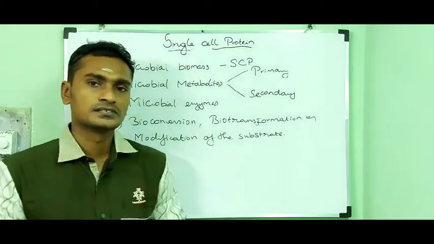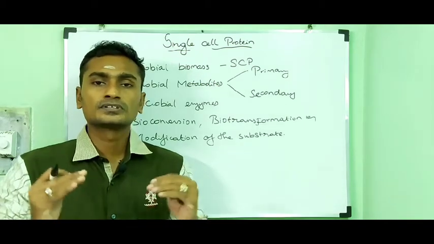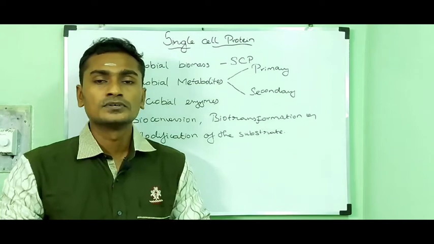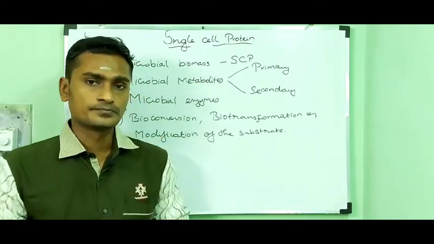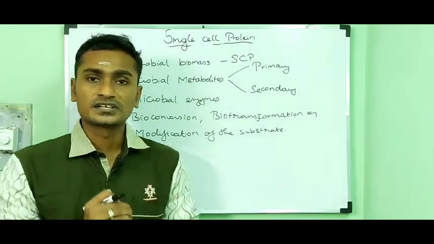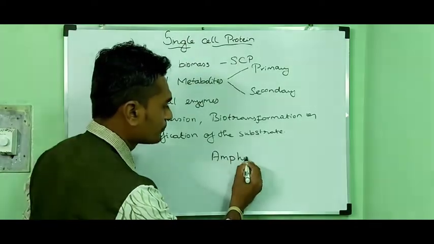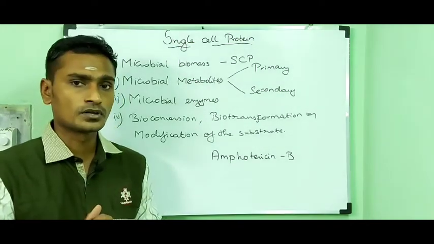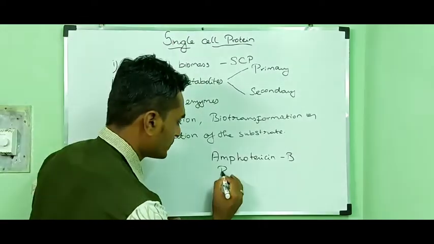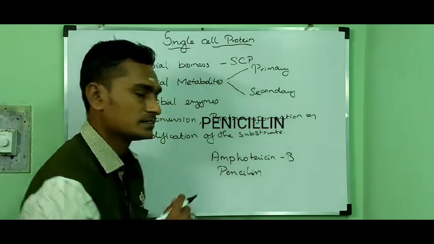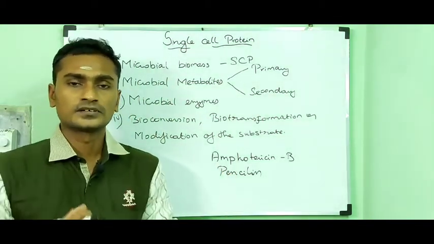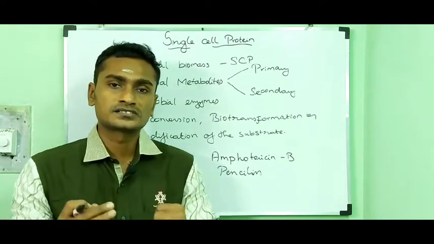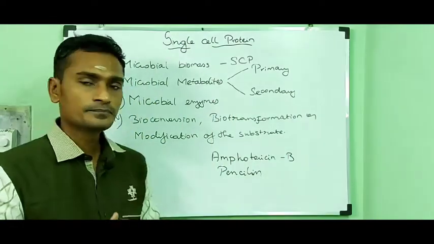Then secondary metabolites. Microbes can produce compounds which are not important for their vital life processes, and those metabolites are called secondary metabolites, but they have value added nature. For example, antibiotics like amphotericin B, an antibiotic extracted from the microorganism called Streptomyces nodosus. Then penicillin, an antibiotic extracted from Penicillium chrysogenum. Then streptomycin, tetracycline, alkaloids, toxic pigments and vitamins. These are all examples of secondary metabolites.